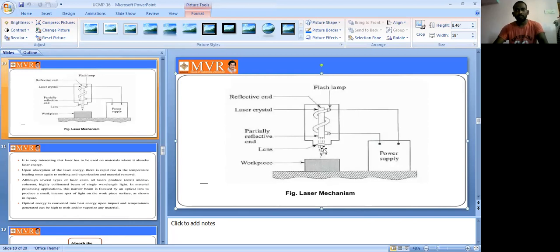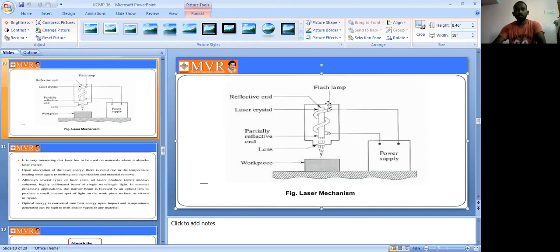This is the lens, and this is the workpiece. This is the power supply. Usually the power supply gives a negative terminal to the tool and the workpiece is the positive terminal. That is the major point here. But here we cannot give the power supply to the workpiece directly. The power is supplied only through the laser beam.